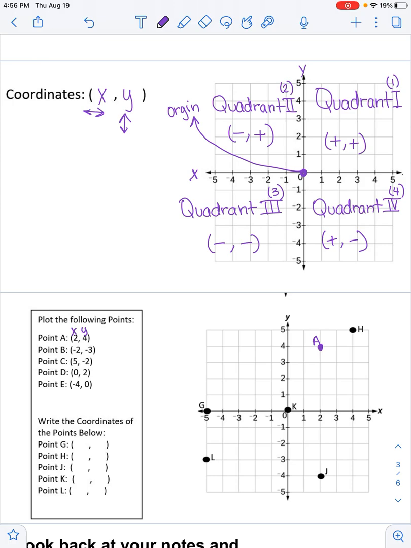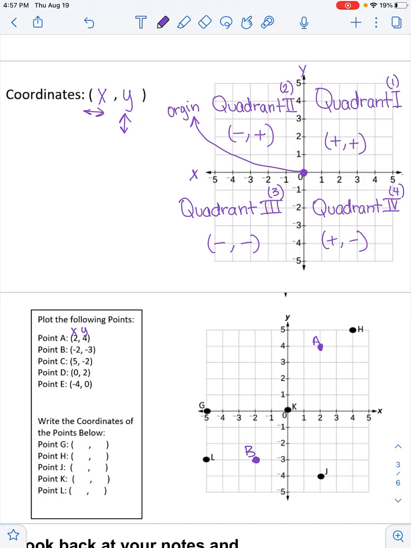Now I'm going to plot point B. It's -2, -3. Okay, so if I look at my quadrants, they're both negative, so it's in quadrant 3, so it should be down here somewhere. So I have -2, so I'm going to go to the left 2. I'm going to go down 3, and I'm going to plot my point and label it B.